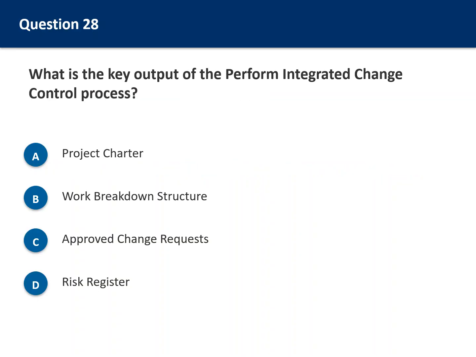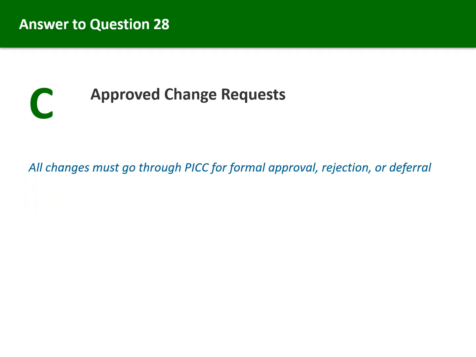Question 28. What is the key output of the Perform Integrated Change Control process? Option A. Project Charter. Option B. Work Breakdown Structure. Option C. Approved Change Requests. Option D. Risk Register. Think about what this process produces. The correct answer is C.